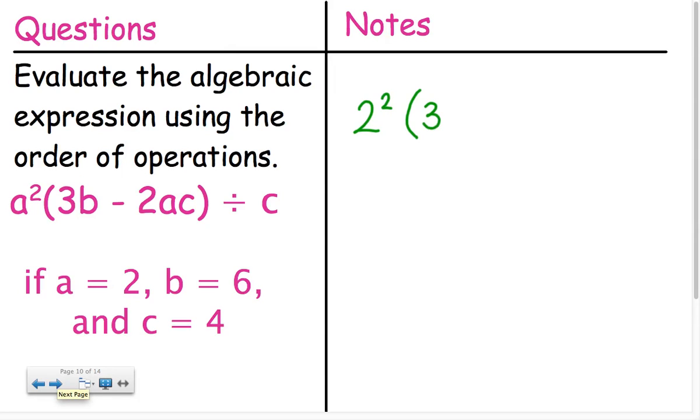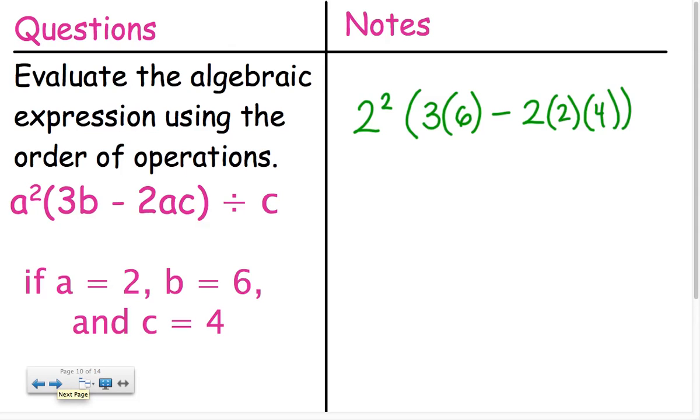Since the 3 and the B are touching each other, that means that they're being multiplied. So I'm going to put in parentheses the value of B, which is 6, minus 2. Since the 2A and C are all touching each other, that also means you have to multiply all 3 of them. So I'm going to put the A, which is 2, and the C, which is 4, also in parentheses. Then I'm going to follow PEMDAS to start solving this problem.